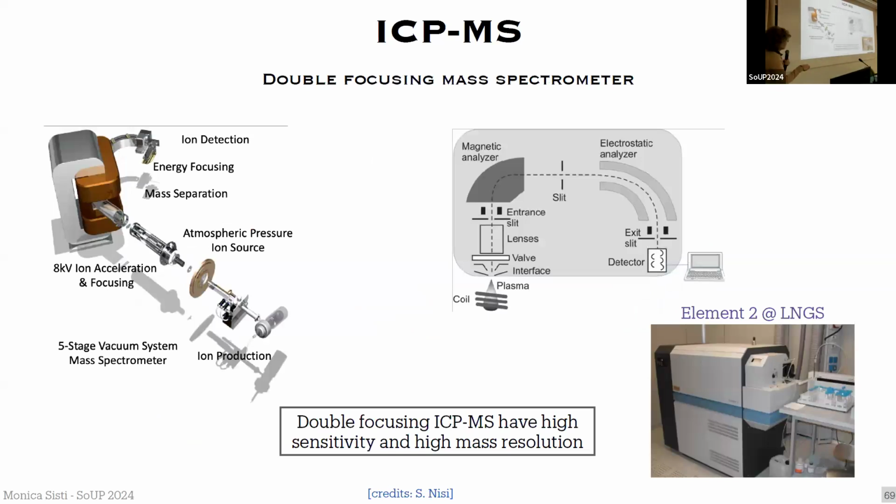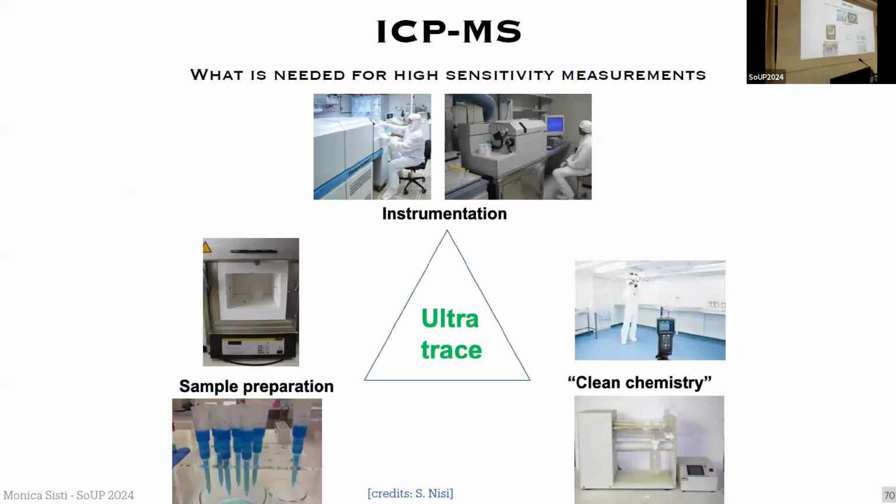So this is the double focusing ICP-MS. You have the source and the injection, and then you have the magnetic analyzer and the electrostatic analyzer, and this gives a very high sensitivity and high mass resolution. This is one of these machines at LNGS. This is a nice picture from Stefano Nisi, the head of the chemical services at Gran Sasso.